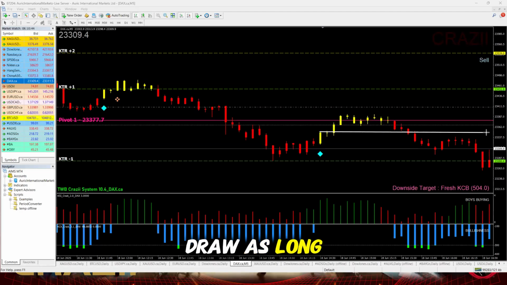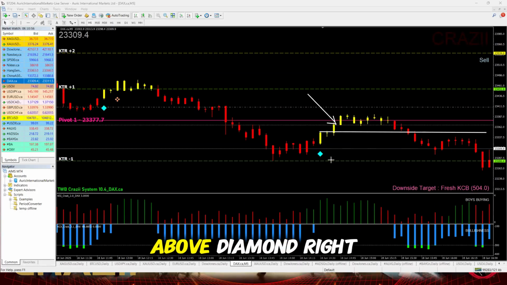So you can draw as long as possible, as long as no new diamond appears. So the question is, can I buy here? It's above OP, above the diamond, right? You can buy. But I told you, right, KTR plus 1 has been given already.